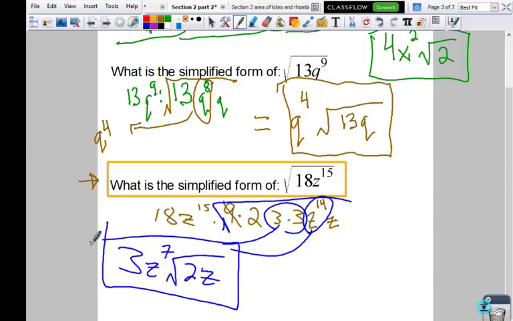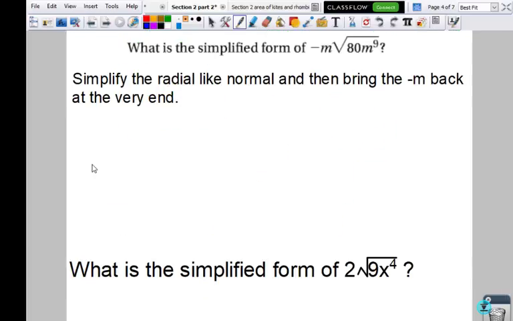Okay, so next thing we're going to do is very similar. And you guys have already done something similar to this, actually. So we're going to do the simplified form of negative m times the square root of 80 m to the 9. So we're going to simplify the radical, the square root like normal. And this negative m, we're going to ignore until the very end. It's going to come back at the very end. So for right now, we're just going to ignore it. And we're going to go 80 m9. So we need to split up 80.